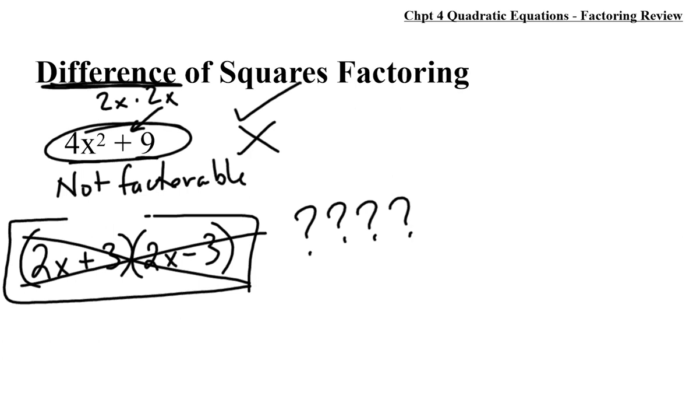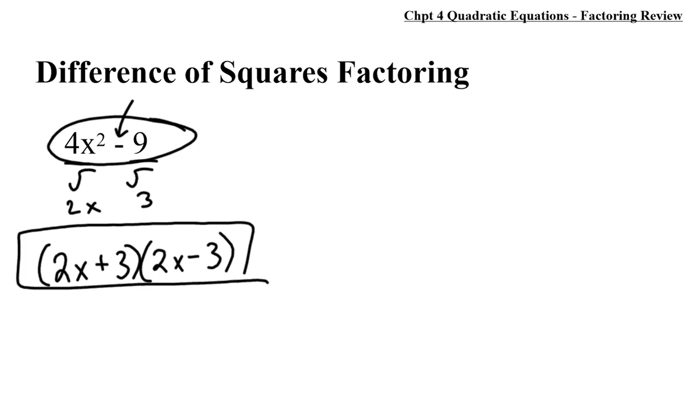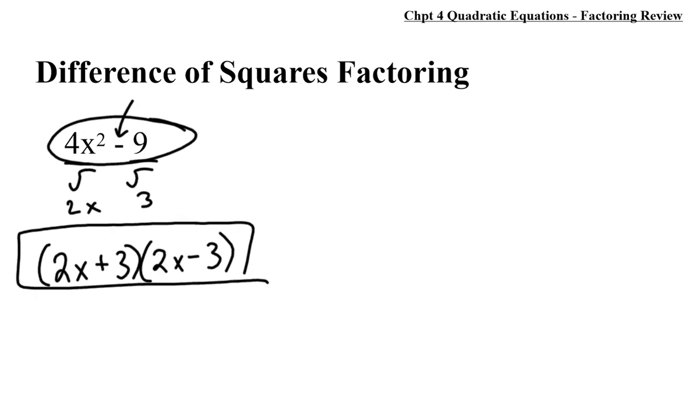Always check that you have the right stuff. Oh, there it is. Two terms, both square rootable, being subtracted. This is where 2x plus 3 times 2x minus 3 will be the right answer, because we have 4x squared minus 9 in this case, as opposed to 4x squared plus 9 last time. Always make sure you have the right stuff.